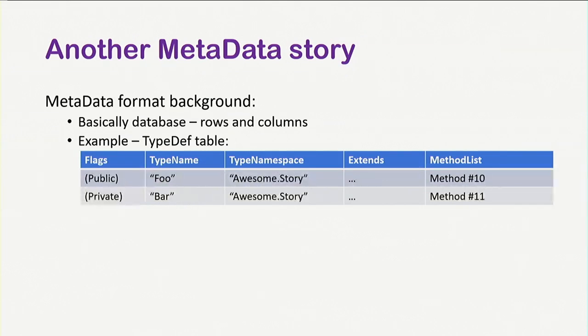It was designed by people who did databases, by the way, so that's likely why. And it has rows, columns, and tables. An example is type definition, as in defined types. You have a table, and each row is basically the entry of one type that you have in your assembly, and each column represents something. One is flags, another is, for example, type name, namespace, what you extend, which other type, and method list. And there are a couple more that I left out.